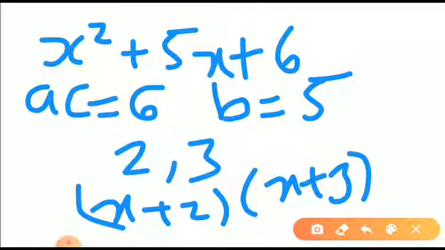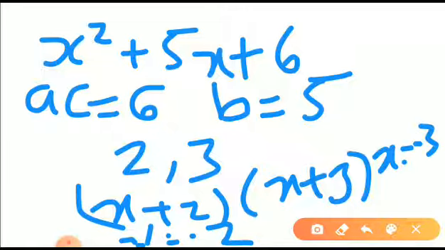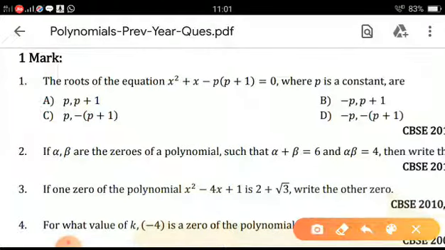So what will be my roots? My roots will be x as minus 2 or x as minus 3. Okay, that means I got x value as minus 2, but the numbers which satisfy were 2 and 3. Okay, so now we'll check for the given question. This is our given polynomial.